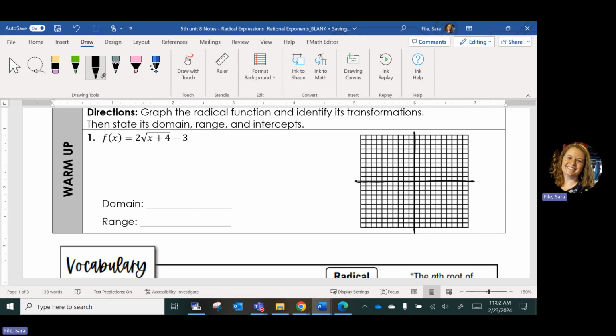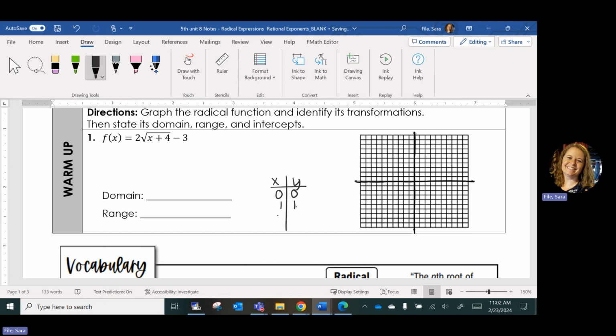All right. And so as a reminder, your parent function started at 0, 0, and then you went 1, 1, 4, 2, 9, 3, and then it continues beyond that. But those were the main 4 points that we plotted yesterday. So we said it starts here at the origin, goes through 1, 1, 4, 2, and 9, 3. Okay, so that's what we're starting with. Okay, then you should have identified your A, H, and K.